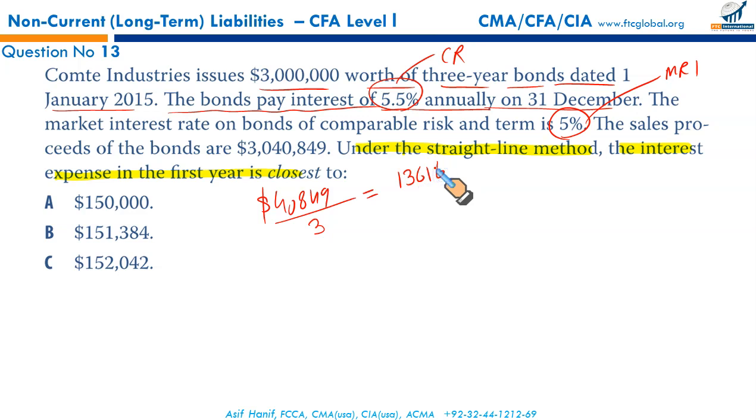Right? So how did we calculate it? If you remember, your interest expense is calculated by multiplying the carrying value with the effective, the market rate of interest. There is another way to calculate. Let me show you how.